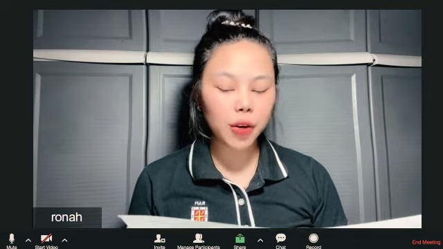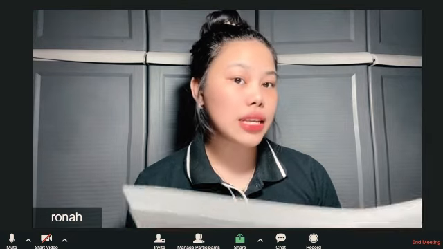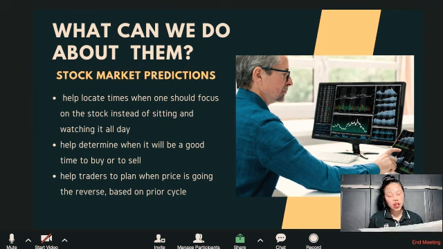Another key point in my report is what can we do about these cycles? Well, we can use chart cycles for many different reasons, but mostly to predict the stock market. It can help us locate times when one should focus on the stock instead of sitting and watching all day. It also helps determine when it will be a good time to buy the stock by looking at the valleys or to sell by looking at the peaks. Chart cycles can also help traders plan when price is going to reverse based on the prior cycle.